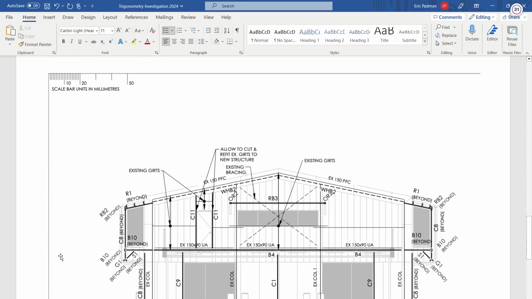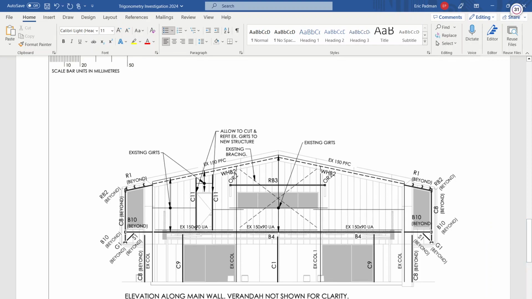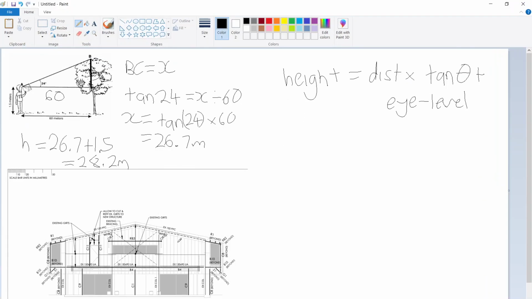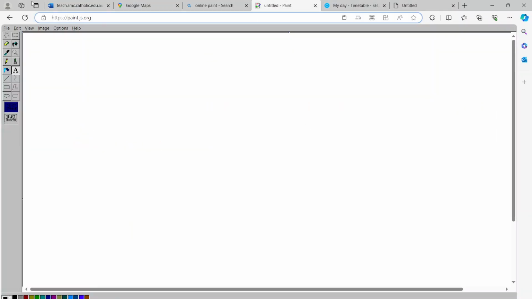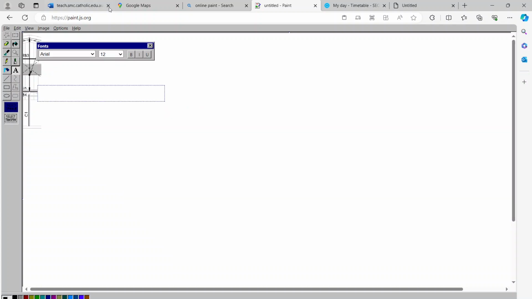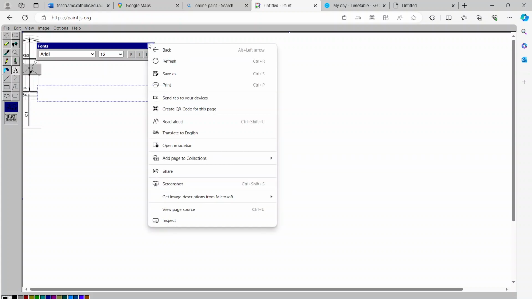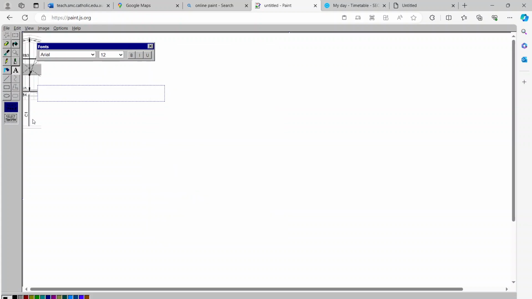What you need to do is take this picture, including the scale, and copy it into something like MS Paint. So you see, I've got a copy of it down here. If you don't have access to Microsoft Paint because you're using an Apple or similar device, you can find something similar online. One such application is paint.js.org. If you just search online paint editors, you can usually find something like this. I've pasted part of that building using Control V. You can more or less do whatever I'm about to do in Paint.